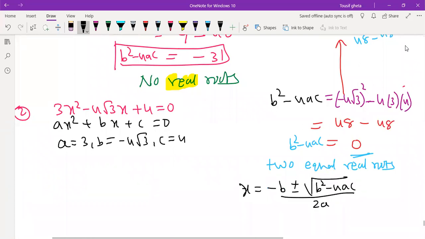Remember one more thing. If you get b square minus 4ac as 0, then you can modify the formula to x is equal to minus b by 2a, because this part will get 0. So directly you can write down the formula x is equal to minus b by 2a when you get b square minus 4ac equal to 0.